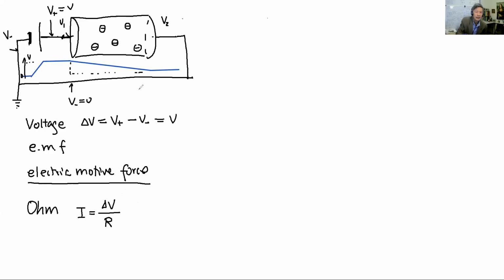What happens is that when electrons move, they are not free. So the motion is not free. Unless, of course, R is equal to 0. Otherwise, the current would increase enormously.